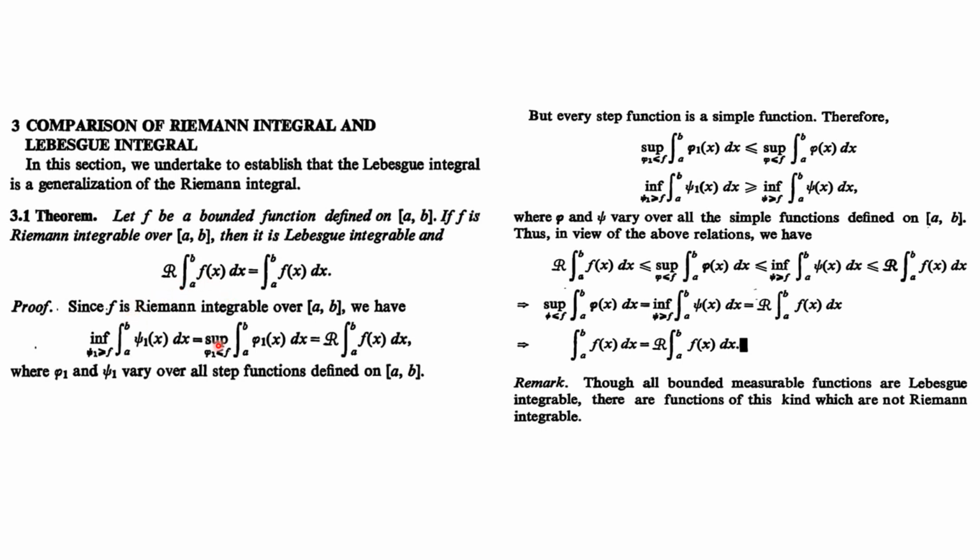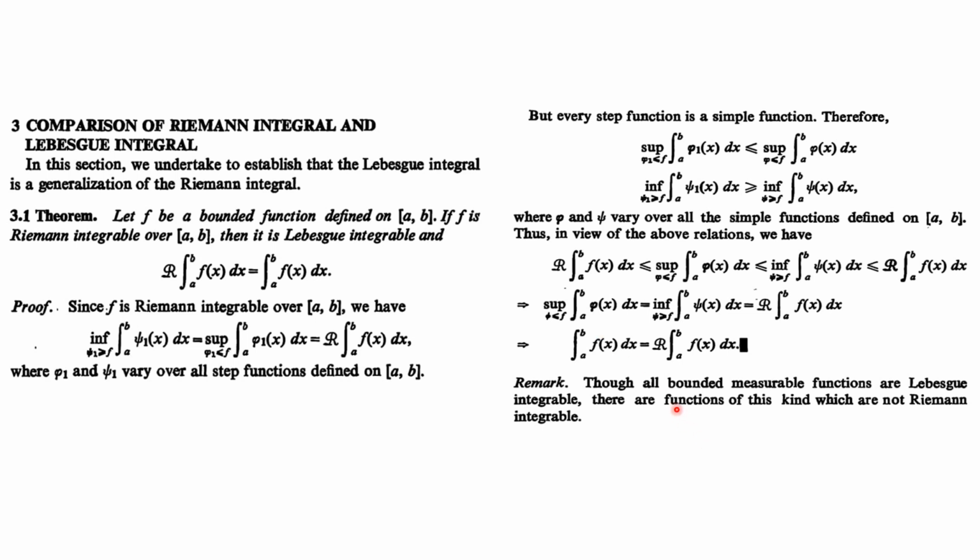Since we know that f is Riemann integrable over [a, b], by the definition of the Riemann integral, we have phi1 and psi1, the step functions, such that this thing holds. That is, the upper Riemann integral is the same as the lower Riemann integral in terms of step functions. Okay, but we know that every step function is simple. Therefore we can replace phi1 and psi1 with simple functions. Again this inequality holds, again these equalities hold. So this will become the upper Lebesgue integral and this will become the lower Lebesgue integral. Both are the same. So that means our function is Lebesgue integrable.